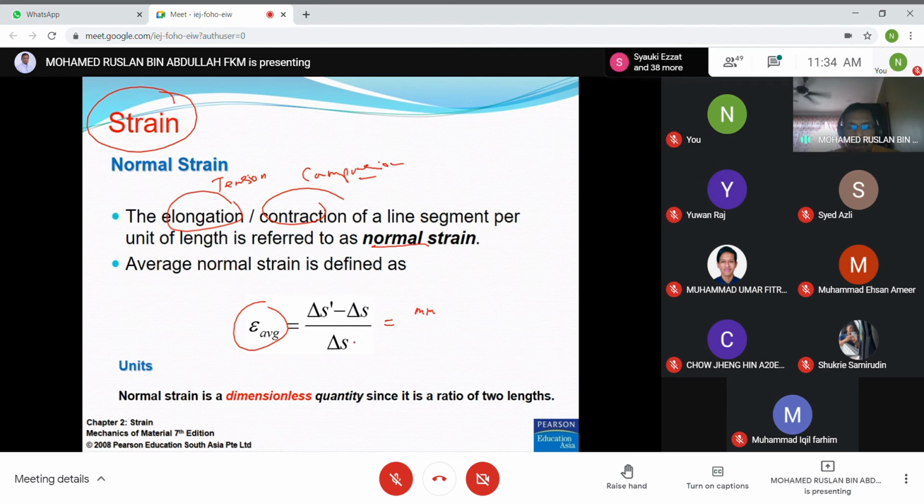Okay, and also this one is equal to millimeter or meter. It doesn't matter. So what is the unit? The unit, we call it dimensionless, because we can cancel this one. But in practice, we maintain it.